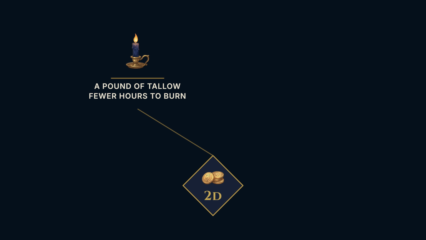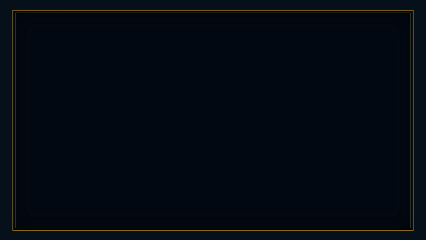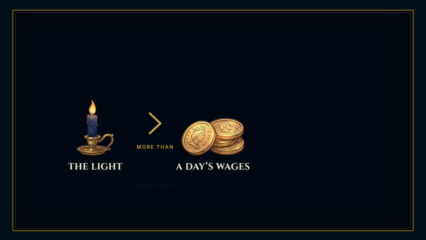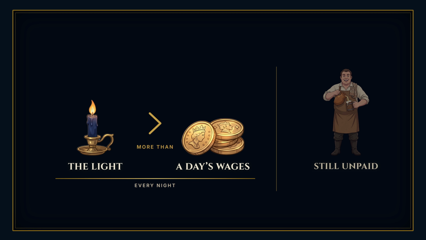Tallow ran about 2 pence a pound, and 2 pence was a laboring man's whole day. So a common room, lit the way it sits in your head, burns more than a working man's day of wages every night it opens. And that's before anybody has paid for the ale or the man pouring it.